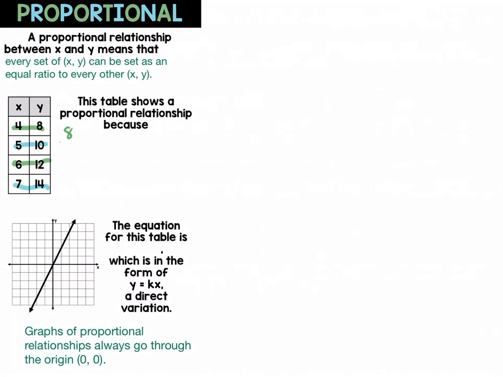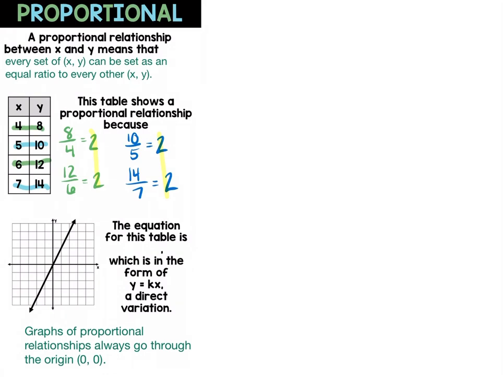So y over x is 8 over 4, which is 2. 10 over 5, which is 2. 12 over 6, which is 2. And 14 over 7, which is 2. So you notice how all of them equal 2. That means that this is a proportional relationship. All the y's and x's, when reduced, are the same ratio. So they're all 2 over 1, or 2.